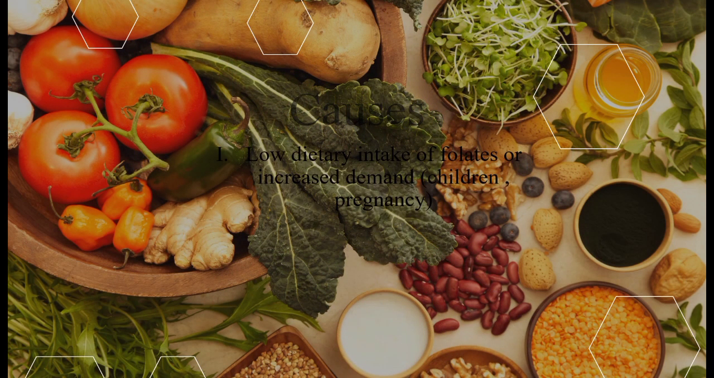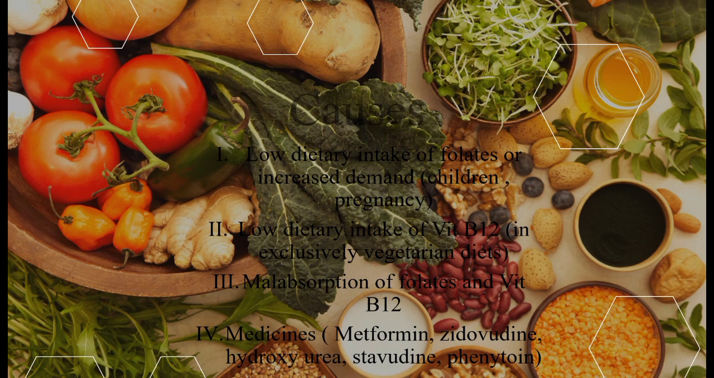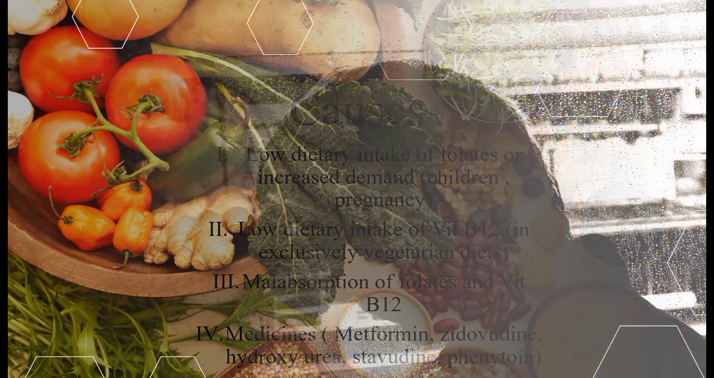So the causes, of course, we have low diet intake of folates, or an increased demand in children and also in pregnancy. That's why we add them as a supplement in pregnancy. So we have low dietary intake of vitamin B12, especially in exclusively vegetarian diets. We have what we call malabsorption of folates and vitamin B12, and also some medicines can lead to decreased vitamins. For example, metformin can also reduce vitamin B12, zidovudine, hydroxyurea, stavudine, and phenytoin.